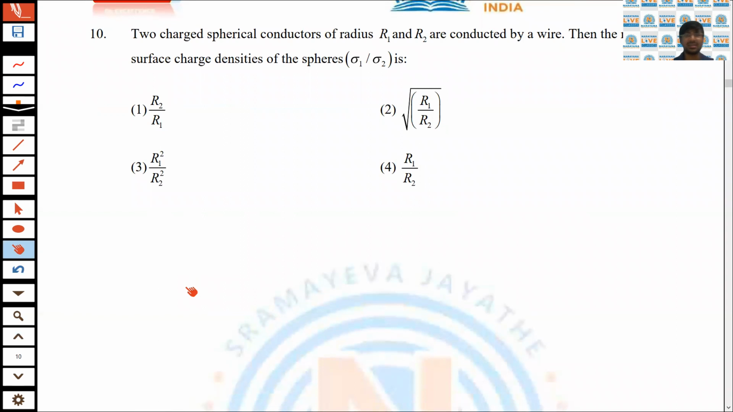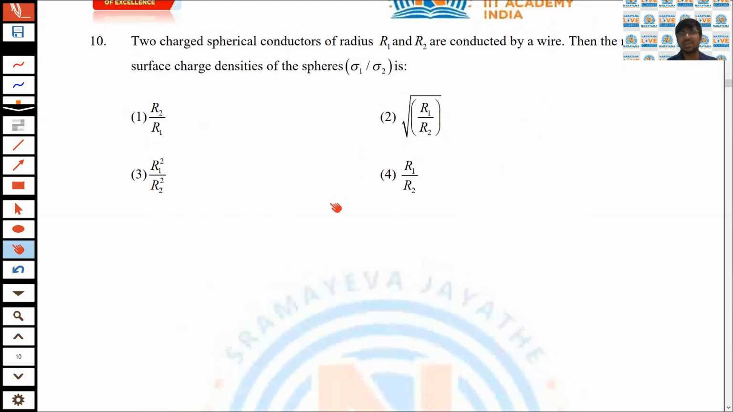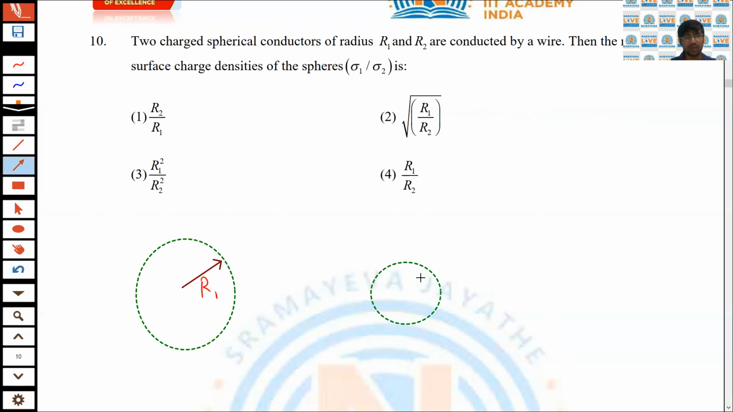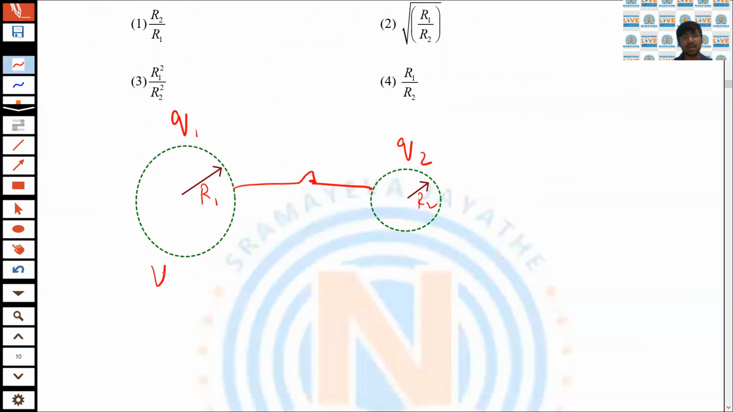Two charged spherical conductors of radius r1 and r2 are connected by a wire. Then the ratio of the surface charge densities on the spheres, sigma 1 by sigma 2, is. See, let us take the two spheres of radius r1 and r2. Let's say this radius is r1 and this radius is r2 for our convenience. Okay, and since they are connected by a wire, let's say the charge is q1 on this and q2 on this, and we can say the potential of each of these spheres is the same, and let's take that potential as V.